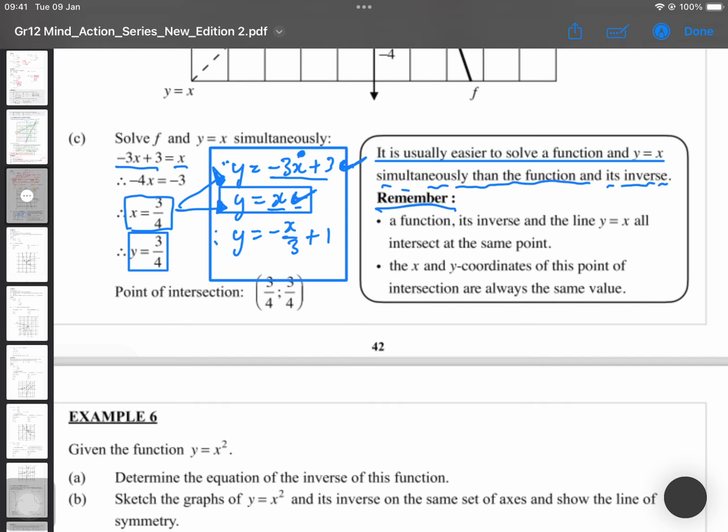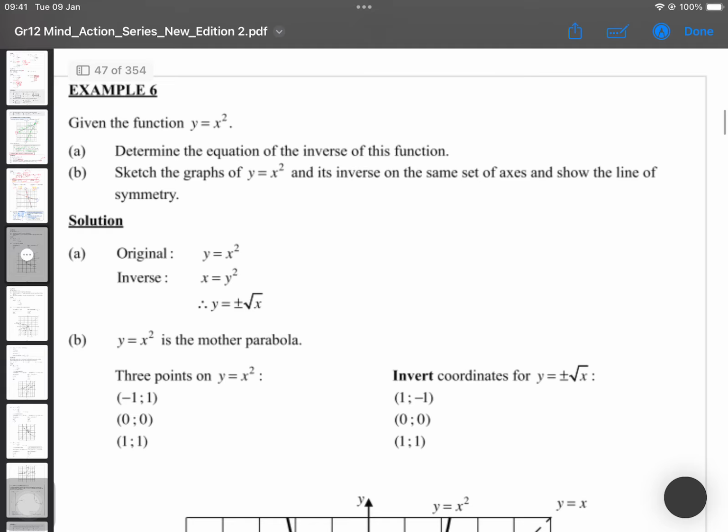Now remember, a function and its inverse and the line y equals x all intersect at the same point. That's basically what I was saying with this box. The x and the y coordinate of this point of intersection are always the same value. So as you can see here, the x and y are the same.